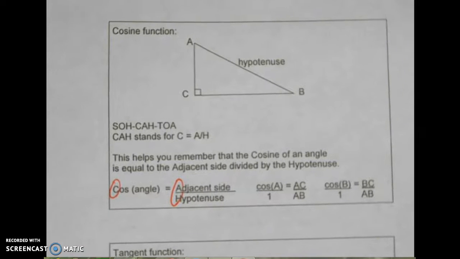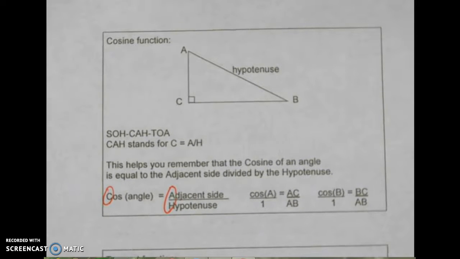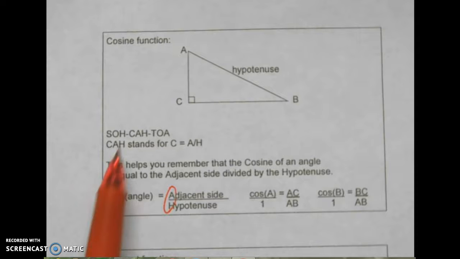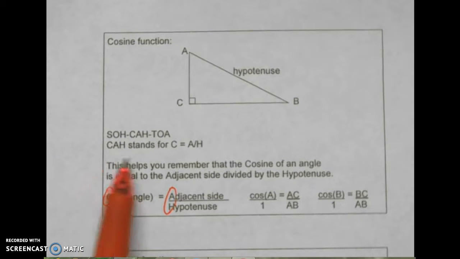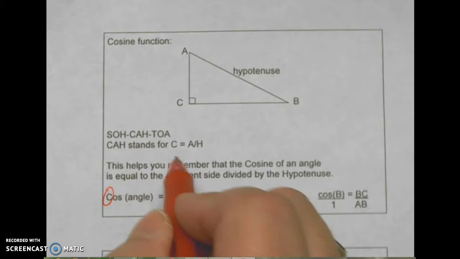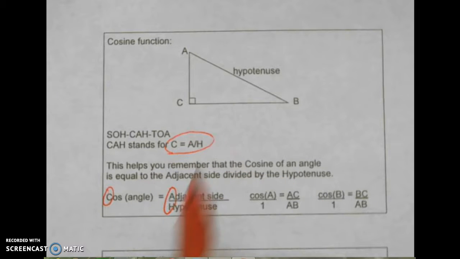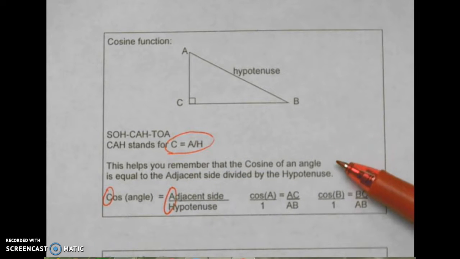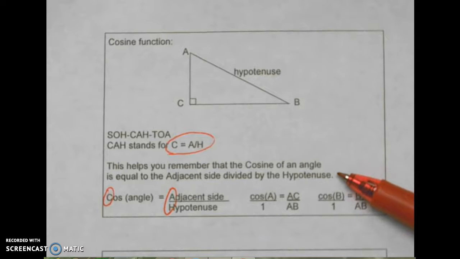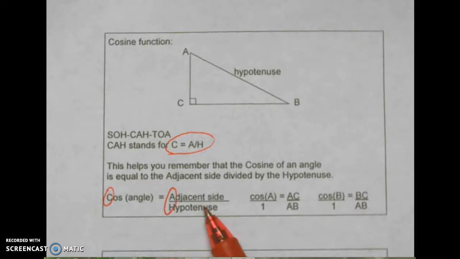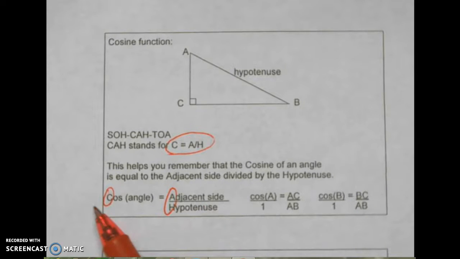The next trig function that we use is the cosine function. That SOHCAHTOA, the CAH, stands for that the cosine, the C, is equal to the A over H. That helps us remember that the cosine of the angle is equal to the adjacent side divided by the hypotenuse. Cosine equals adjacent over hypotenuse.